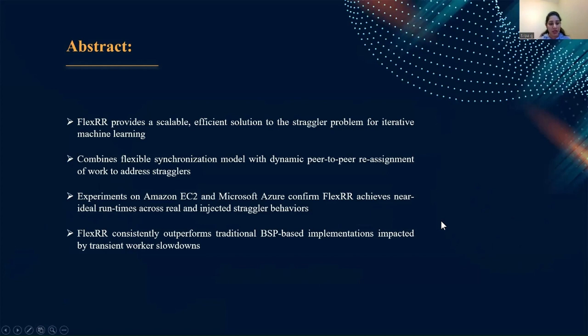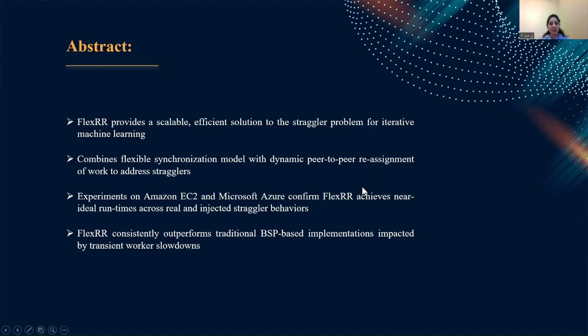FlexRR is a solution designed to tackle the straggler problem in iterative machine learning processes. Stragglers are computing nodes that lag behind others, slowing down the entire process. FlexRR provides two key strategies to address this issue. The first one is a flexible synchronization model, and the second one is dynamic P2P reassignment.